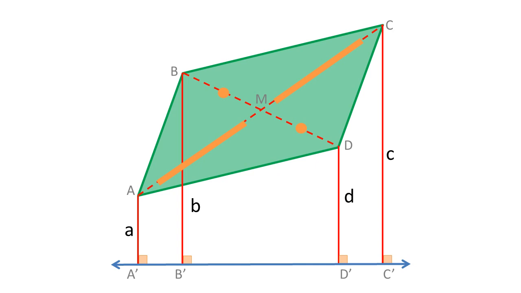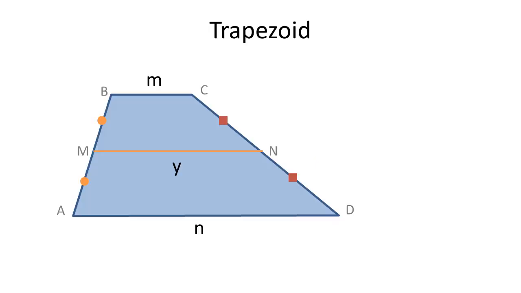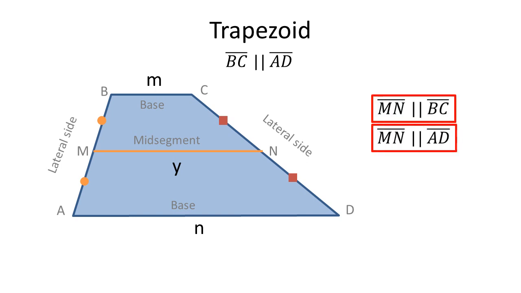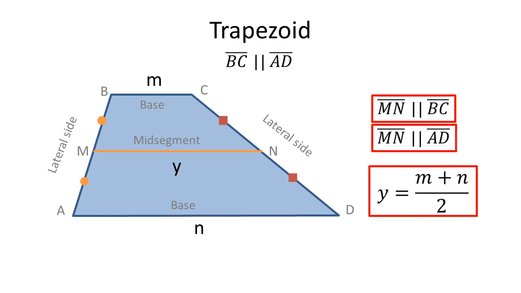Let's remember some properties about trapezoids. In a trapezoid, there are two sides that are parallel. They are called bases. The other two sides are commonly non-parallel and are called lateral sides or legs of the trapezoid. The segment that connects the midpoints of the lateral sides is called the midsegment of the trapezoid. Two important properties about the midsegment are that it is always parallel to the bases and its length is half the sum of lengths of the bases.